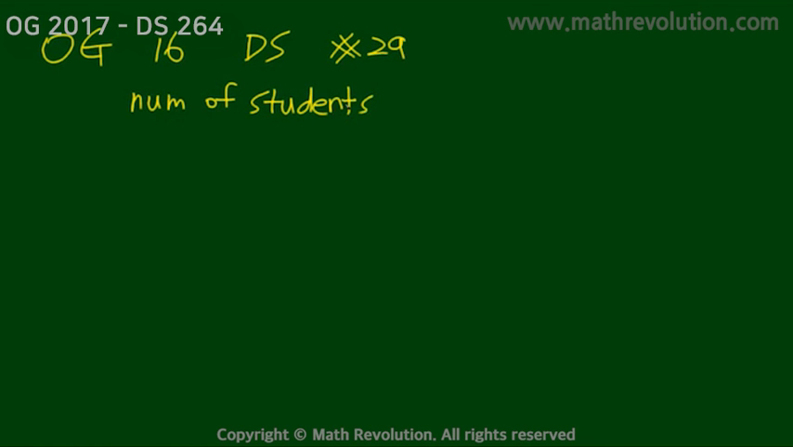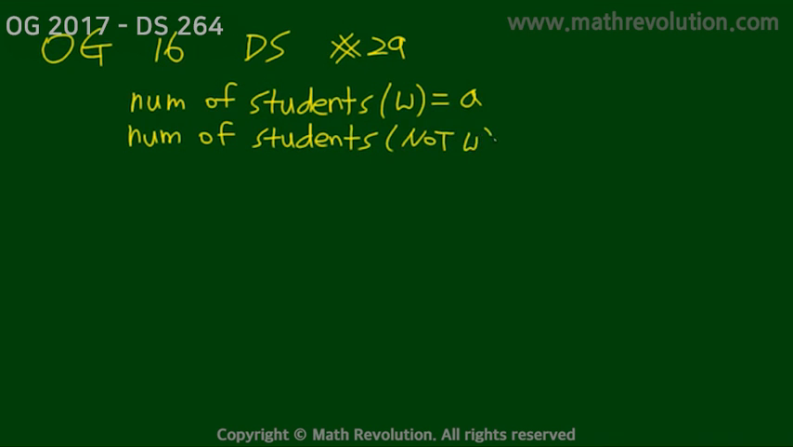Now let's take a look at Official Guide 2016 DS number 29. So I'm going to use a variable approach method to solve this question. And from the question we can write the number of students who walk to school as A, and the number of students who do not walk to school can be written as B.